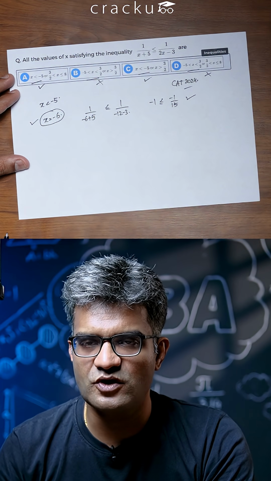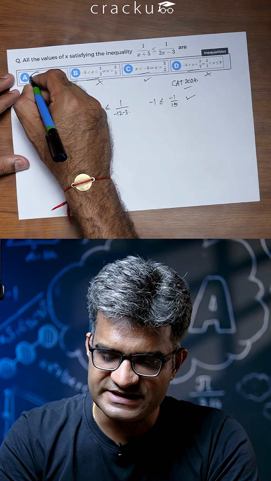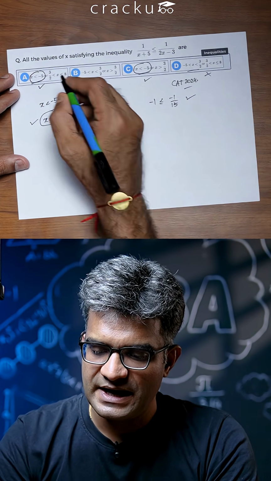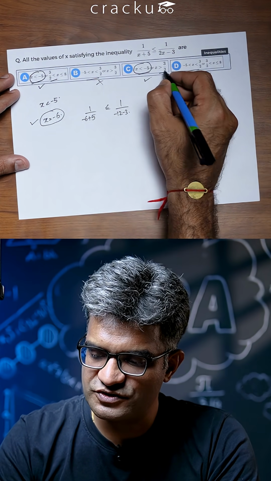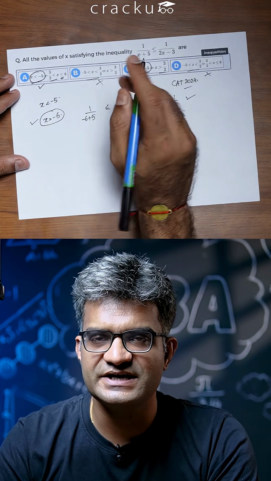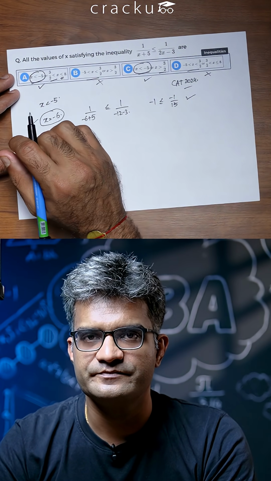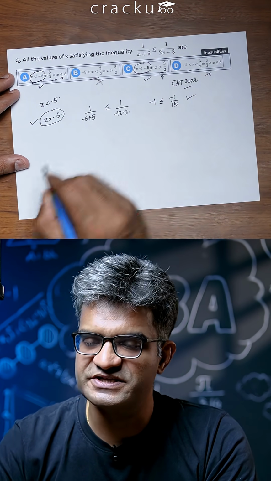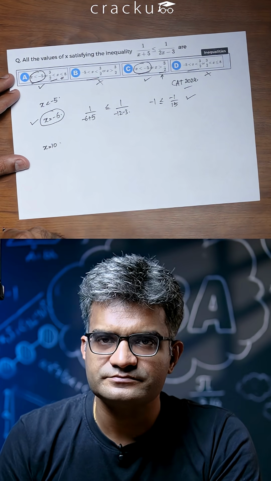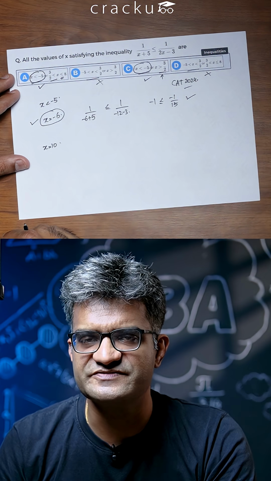Now what is the difference between option A and option C? X is less than minus 5 is part of both of the options. X is greater than 3 by 2 also is part of both of the options. The only difference is option A says that x is also less than or equal to 8. Option C has no such restriction. So for the second one, let us substitute x is equal to 10. And let us see if the inequality is satisfied or not.